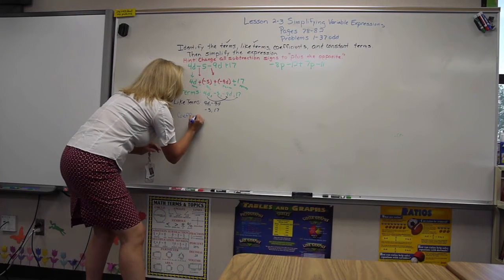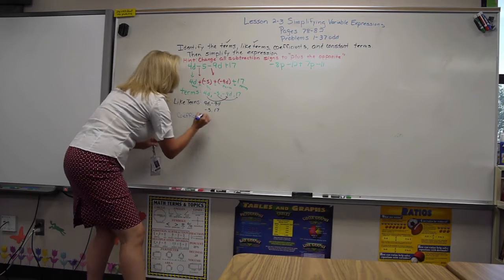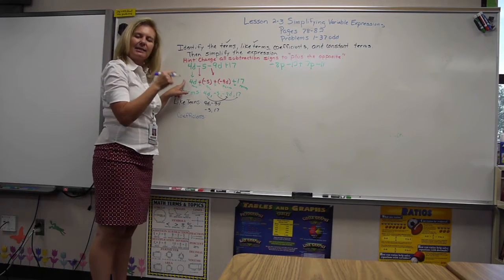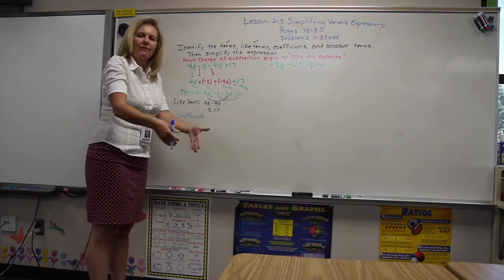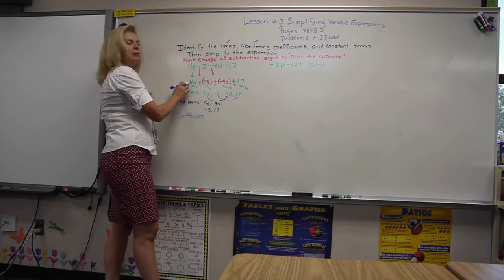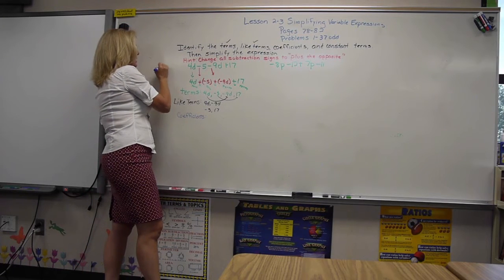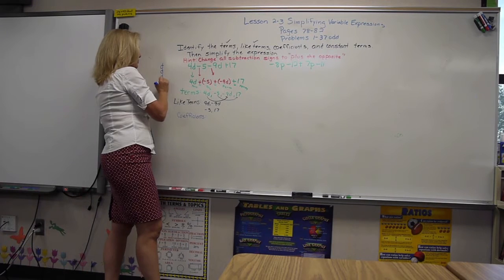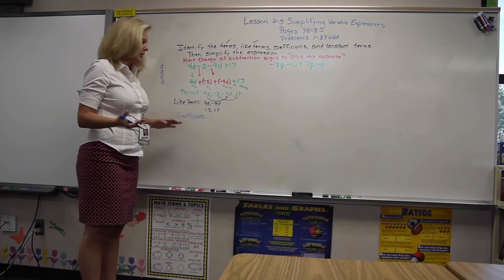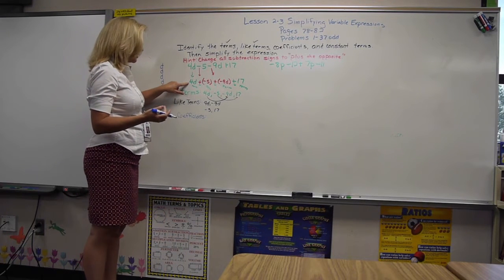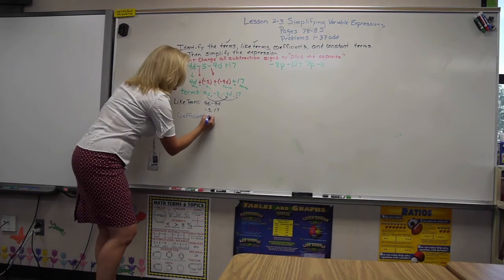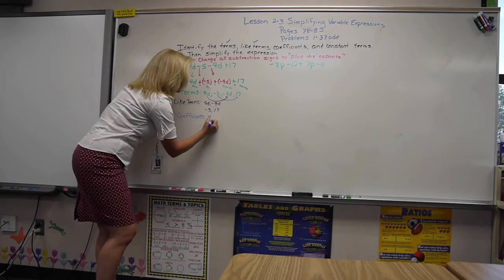Now remember, coefficients are the numbers that are connected to the variable. It says how many variables I have. So when I look at 4D, it means I have 4 groups of D. So that 4 is my coefficient. So what are my coefficients? Well, it's a positive 4.